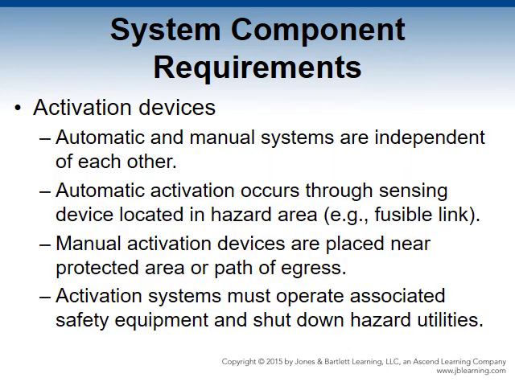Activation devices. Extinguishing systems operate by manual or automatic activation. Each is independent to ensure the failure of one does not inhibit the other. Automatic activation occurs through a mechanical or electric sensing device that is located in the hazard area. An example of a mechanical device would be a fusible link. An example of an electric sensing device is a heat detector.